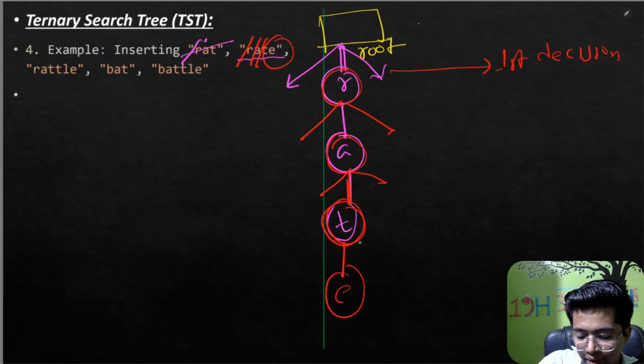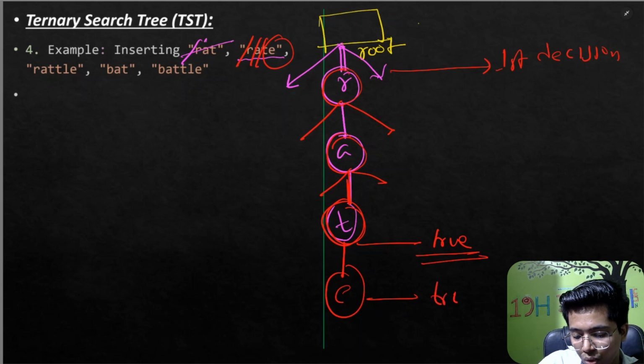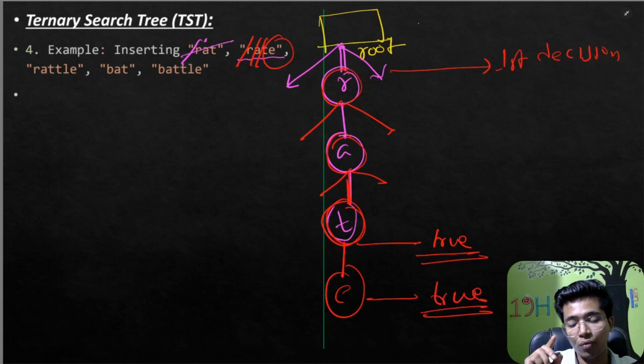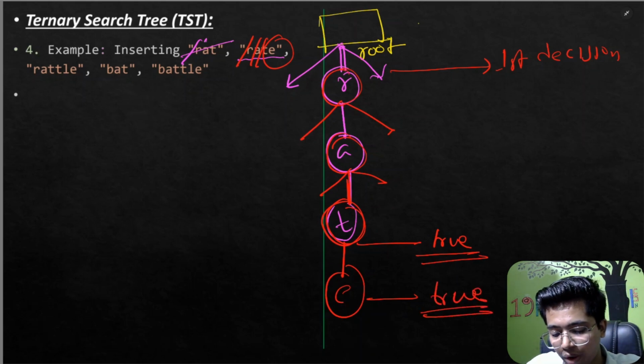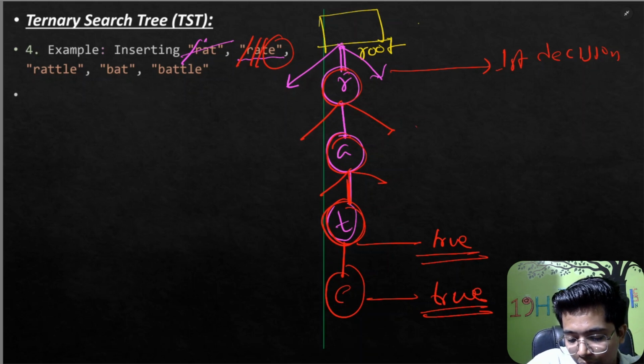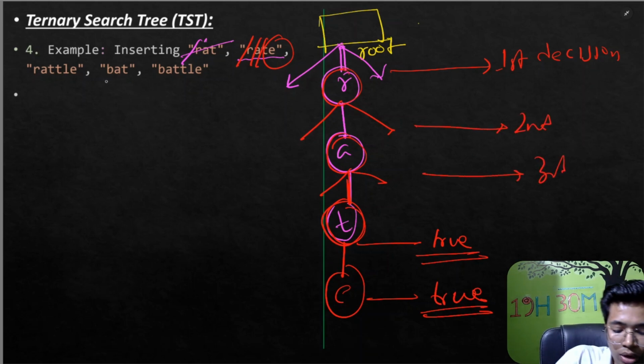And in both cases, the boolean here is true, so that is the end of one word. Here is also true, that is also the end of one word. So that boolean is end of word. Now look, we take a decision second time here, we take a decision third time here. Now come this bat.